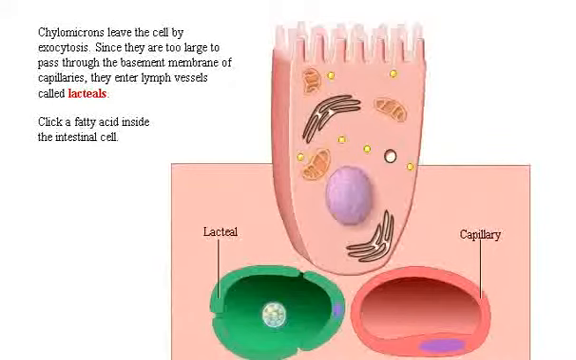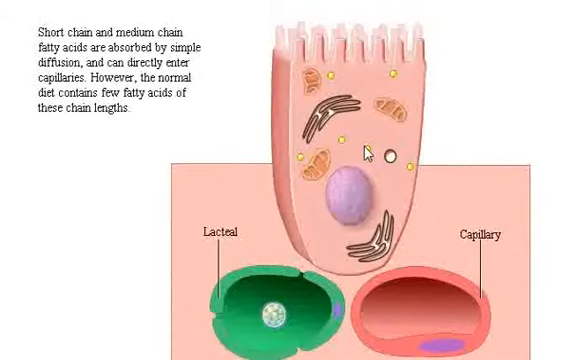Fatty acid inside the intestinal cell. Short-chain and medium-chain fatty acids are absorbed by simple diffusion and can directly enter capillaries. However, the normal diet contains few fatty acids of these chain lengths.